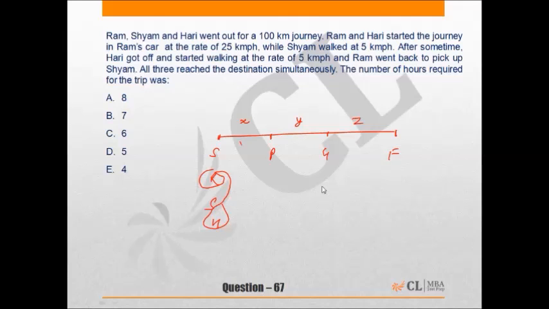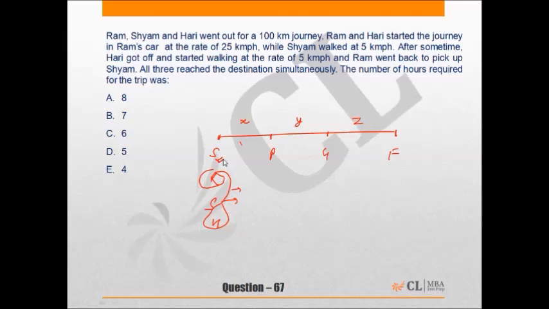Ram, Sam and Hari went out for a 100-kilometer journey. Ram and Hari started the journey in Ram's car at a rate of 25 km per hour, while Sam walked at 5 km per hour.